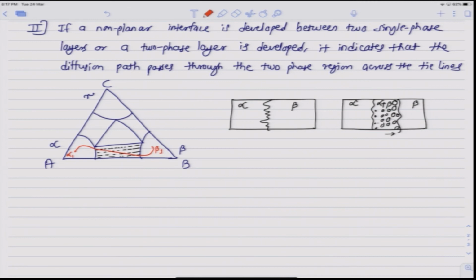So, basically the segment of the diffusion path within the two phase region is across the tie lines. So, that means there is no equilibrium between alpha and beta, and with this we get an idea about the phase boundaries, but we will not get an idea about the tie lines, but still these structures would be helpful.